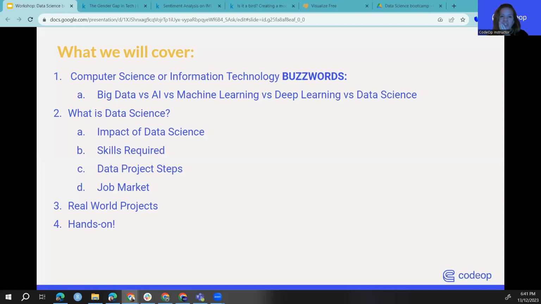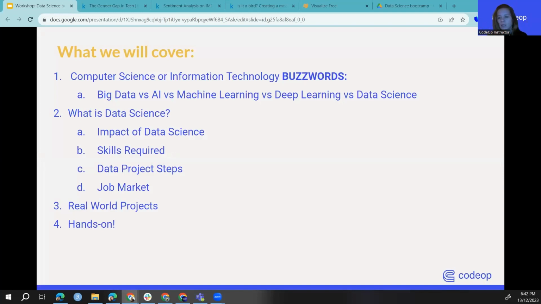Okay, so what we're going to cover today, I know there's a lot of buzzwords. Some of you might already know what they mean, some of you not. So we're going to go through what big data is, AI, which is now the biggest buzzword or most searched word on the internet. What is machine learning versus deep learning versus data science? Try to have a little context and understand how everything fits in.